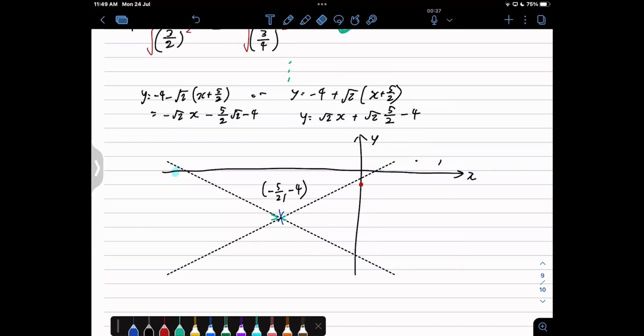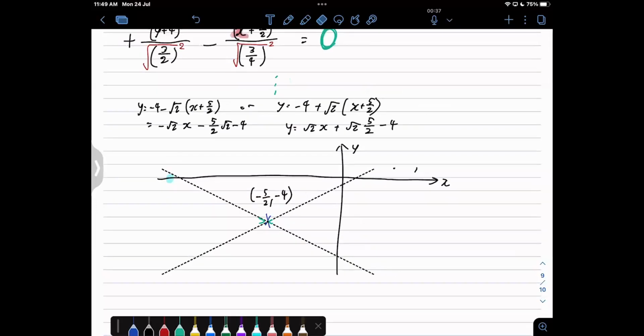Is it? Oh, no, the center still stays the same. It's just that this time it's a Y shape. Let me try and extend the length a bit. So we get a Y shape.